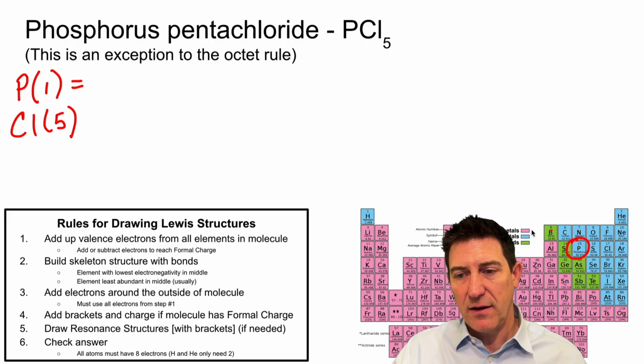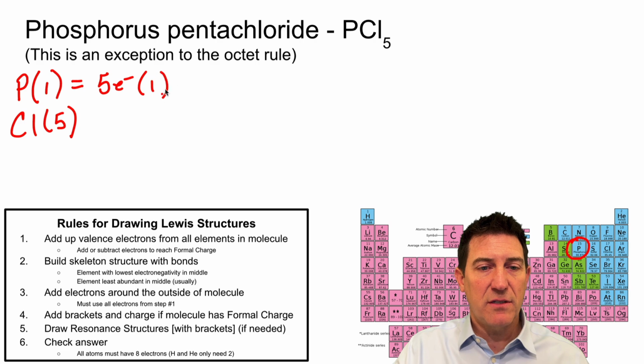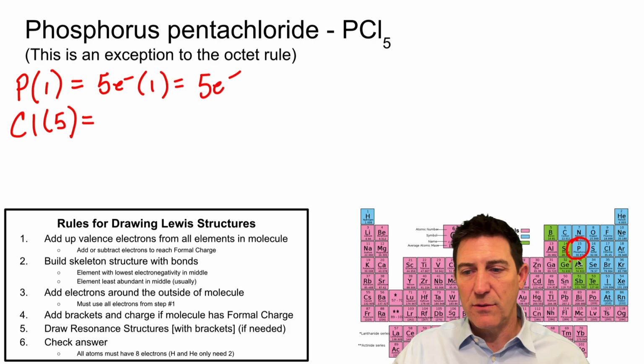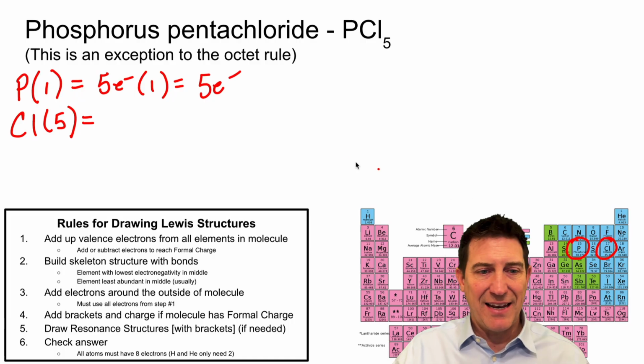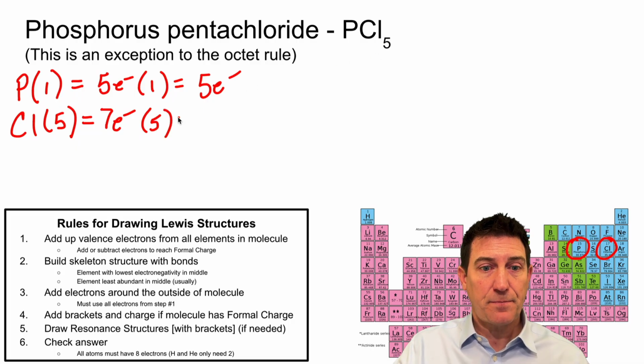I can see it right here. It's in group 1, 2, 3, 4, 5. So it has 5 valence electrons times 1 phosphorus that's going to show up. Chlorine is way over here. It's in group 7A. So it has 7 valence electrons, but 5 of them in our compound. 7 times 5 is 35. I add them up. 5 plus 35 is 40.